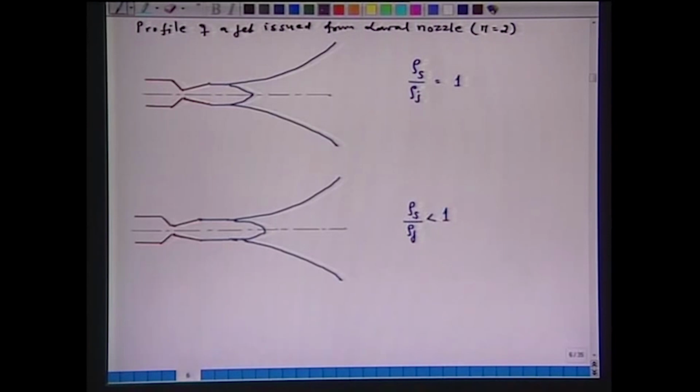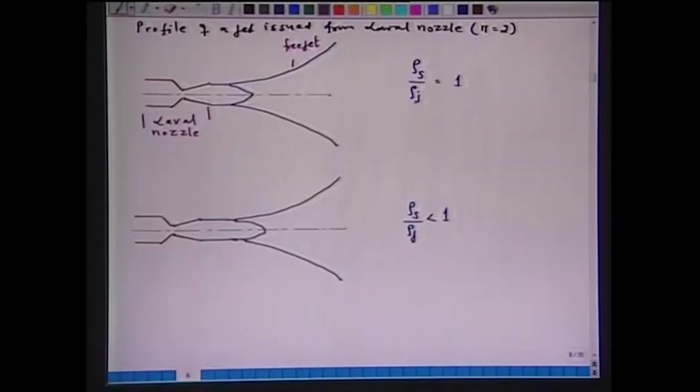So, in this diagram, this is a Laval nozzle, and this is the free jet. Now, this free jet is characterized by the density of the surrounding divided by the density of the jet. That means the behavior of the free jet is decided by the ratio of the densities of the surrounding as well as the jet. A jet issuing from the nozzle spreads into the surrounding, and the rate of spreading depends upon the density of the surrounding.